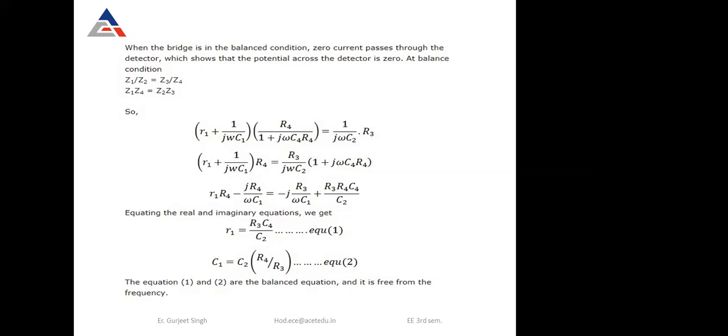So the Schering bridge is our AC bridge that is used to measure the value of the capacitance C1, where C1 is the unknown capacitance, and C1 is equal to C2 R4 divided by R3. This means C2 is the known value, R4 is also known, and R3 is also known. So by putting these values in equation number 2, we will find out the unknown capacitance.